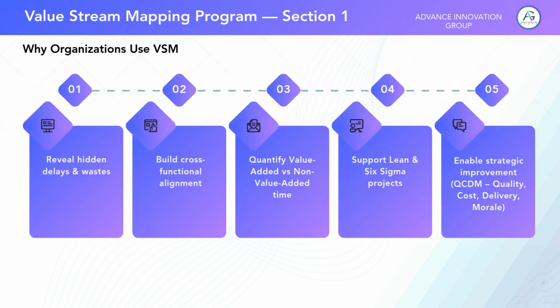Organizations use value stream mapping to see where time and effort are wasted in their processes. It helps reveal hidden delays, align different departments, and measure how much work actually adds value. VSM supports Lean and Six Sigma projects by showing where improvements can be made. Overall, it drives strategic gains in quality, cost, delivery, and morale, QCDM.